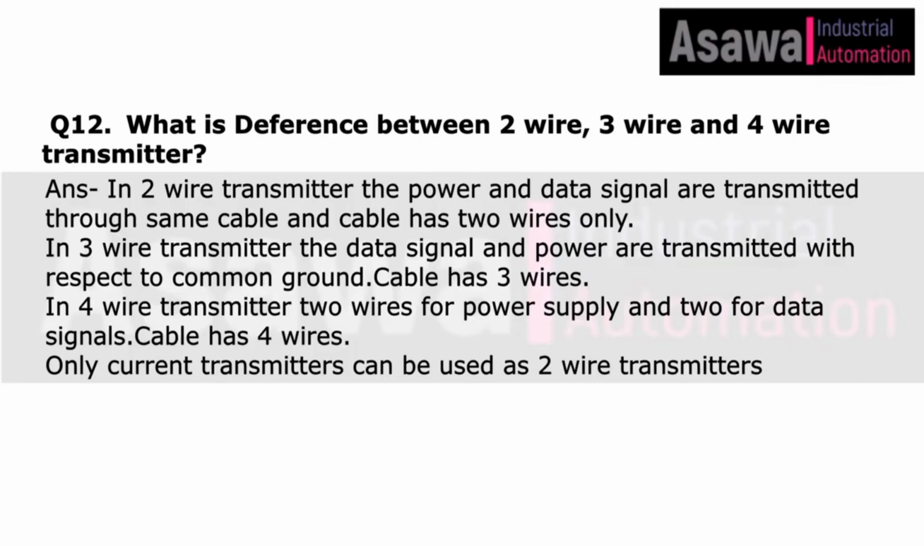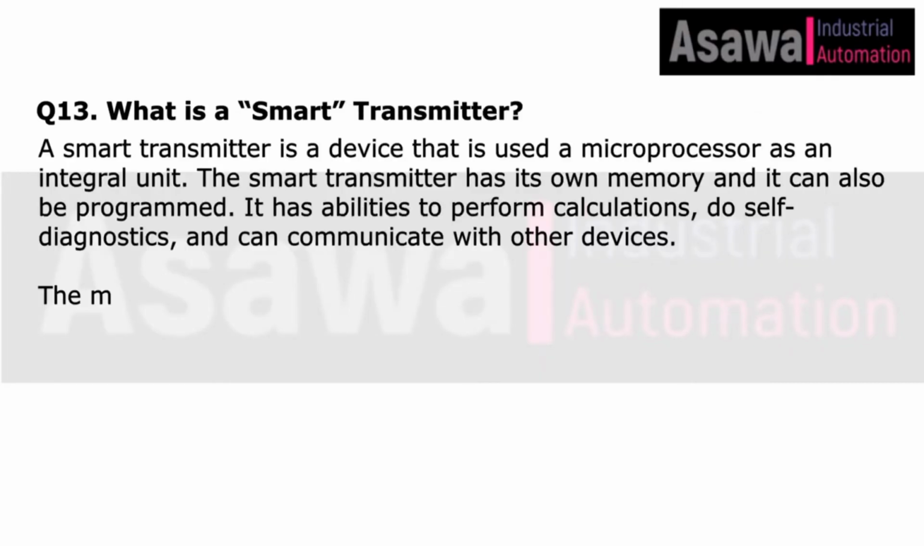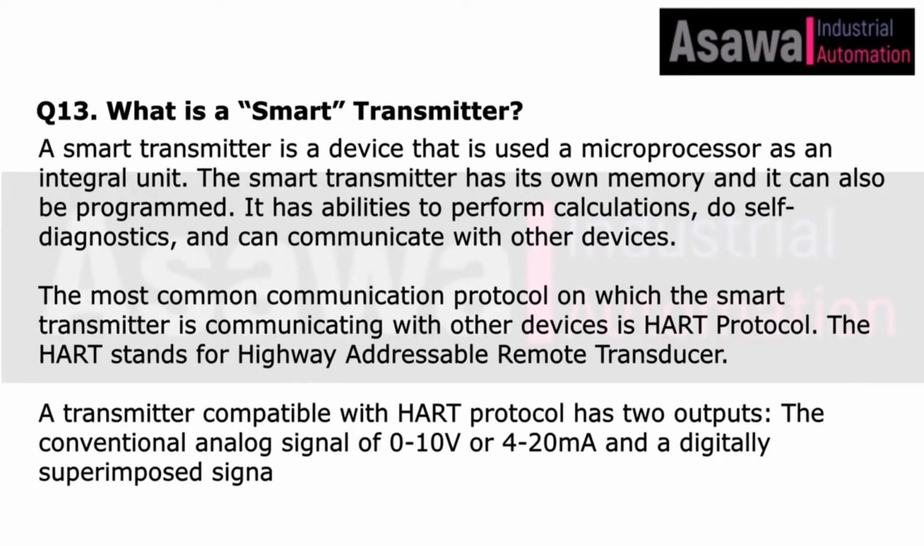Question 13. What is a smart transmitter? A smart transmitter is a device that uses a microprocessor as an integral unit. The smart transmitter has its own memory and it can also be programmed. It has abilities to perform calculations, do self-diagnostics, and communicate with other devices. The most common communication protocol used by the smart transmitter to communicate with other devices is the HART protocol. HART stands for Highway Addressable Remote Transducer.